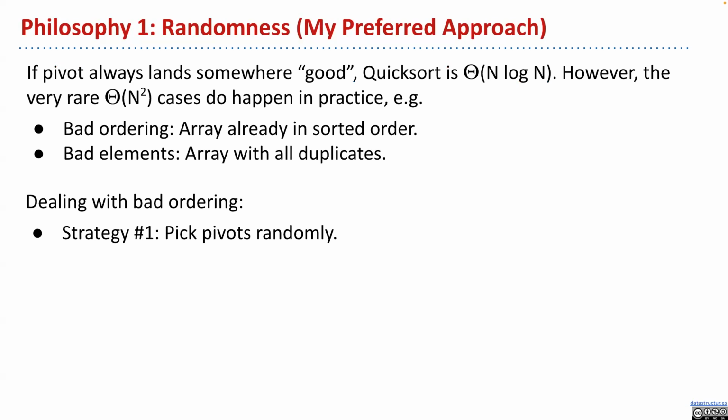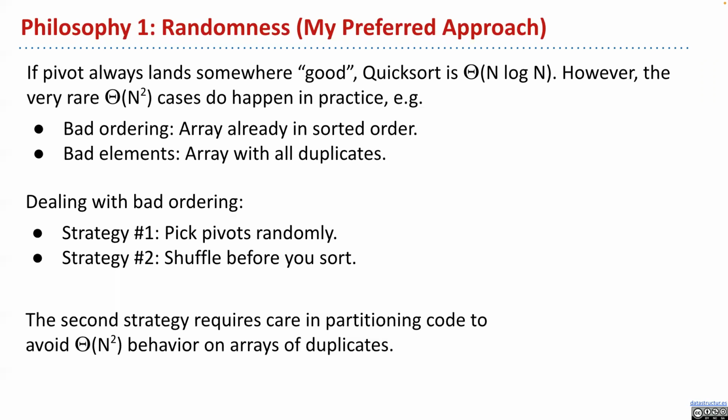And so if we want to do randomness, there's two, as I noted, basically identical ideas. One is to pick the pivot randomly each time. So don't always use the leftmost item. The other is one you suggested, which is shuffle before you sort. And this second strategy, I should note, you need to be pretty careful whenever you write your partition code so that you don't get n squared behavior on an array of all duplicates.